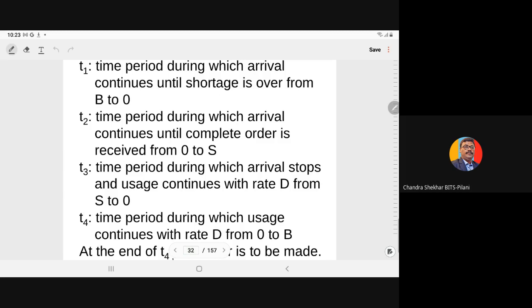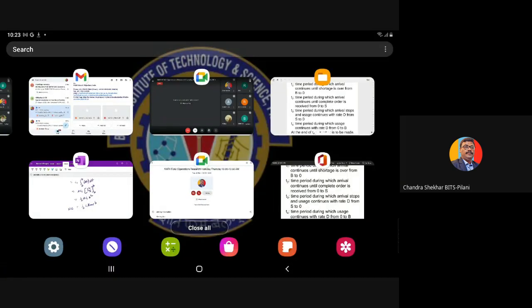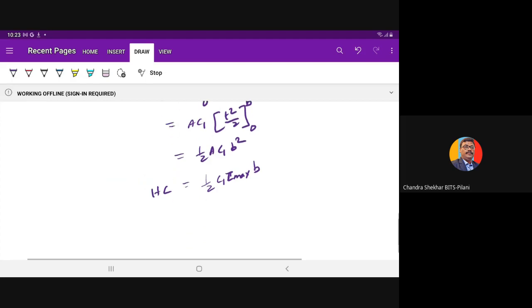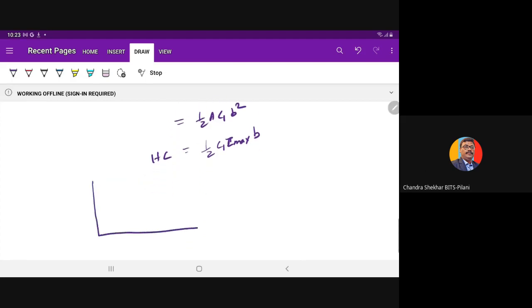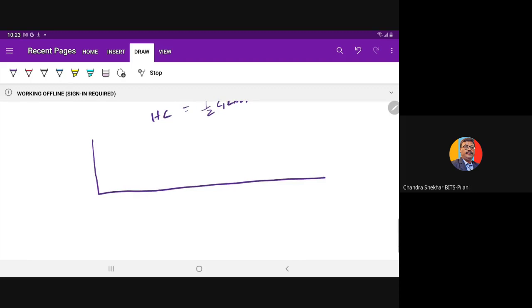So now we have to make the model. What we have studied till now is the graph between the time and the inventory level. Here we have the inventory zero, here the positive inventory, and here the negative inventory. Negative inventory means we are in shortage. There is a demand, but we are not able to supply, so we say we have the negative inventory.